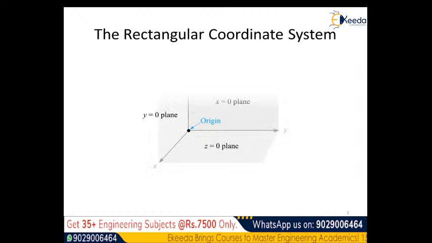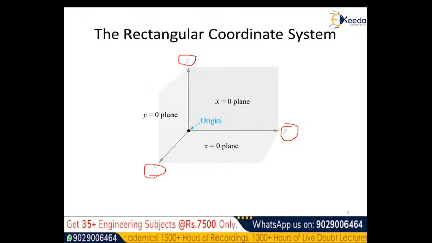So in the rectangular coordinate system, we have three references. Few of the books refer to these references as the x, y and z coordinate axes, which are mutually perpendicular to each other and intersect at the point which is known as the origin.